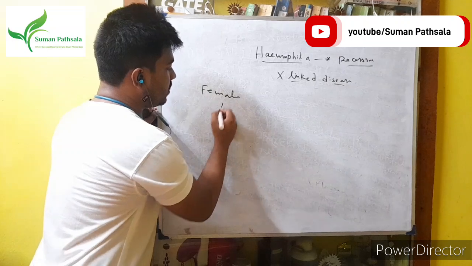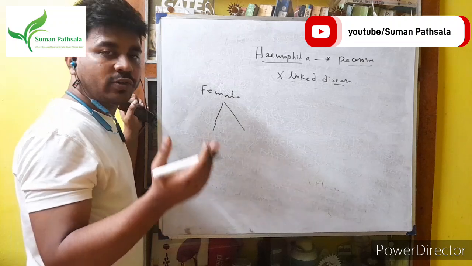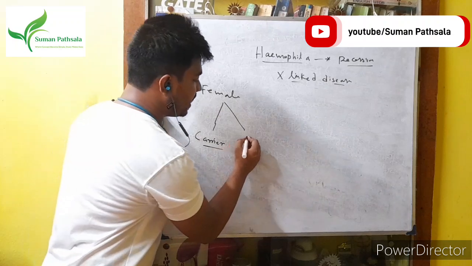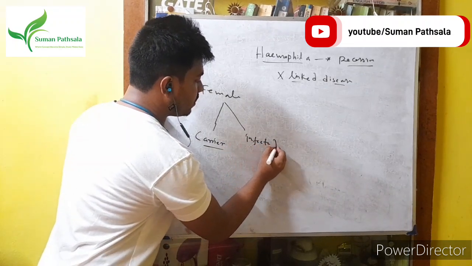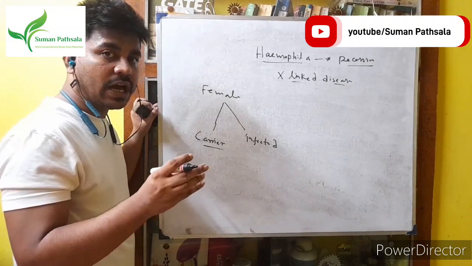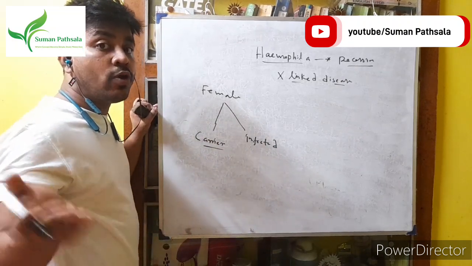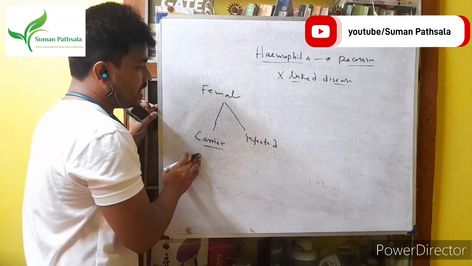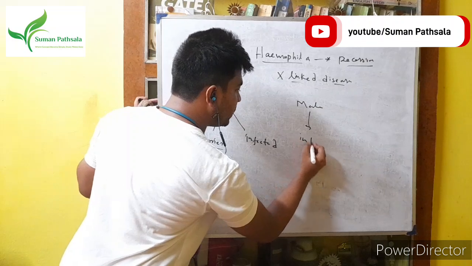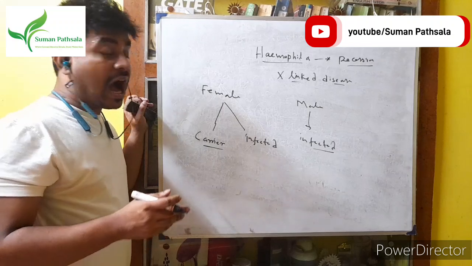So generally, among females, we observe two types in society. The first one is carrier and the second one is infected. Carrier means they carry the haemophilia gene, but it does not express. But they are responsible for the next generation who are infected with haemophilia. And in case of males, they are always infected. They are not carriers. They are always infected.